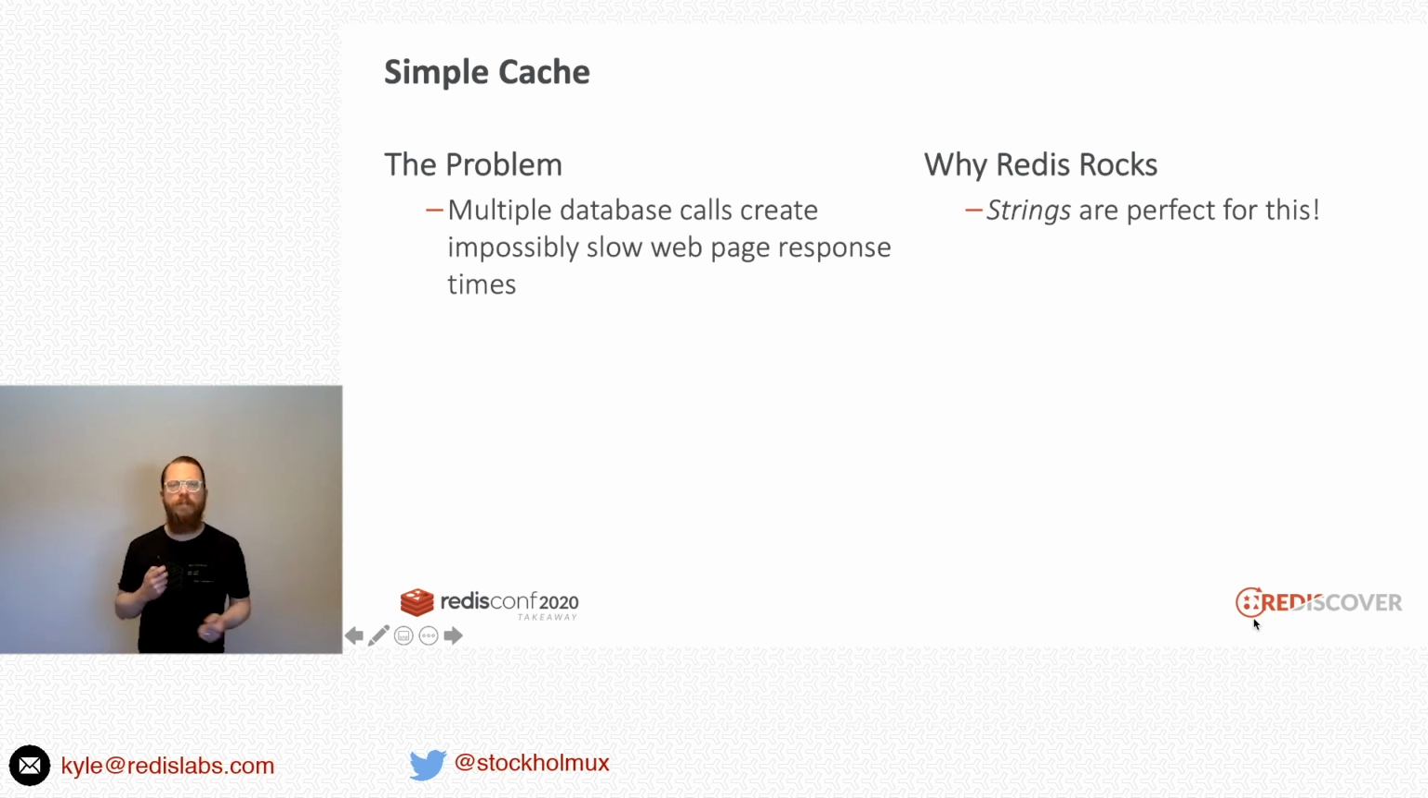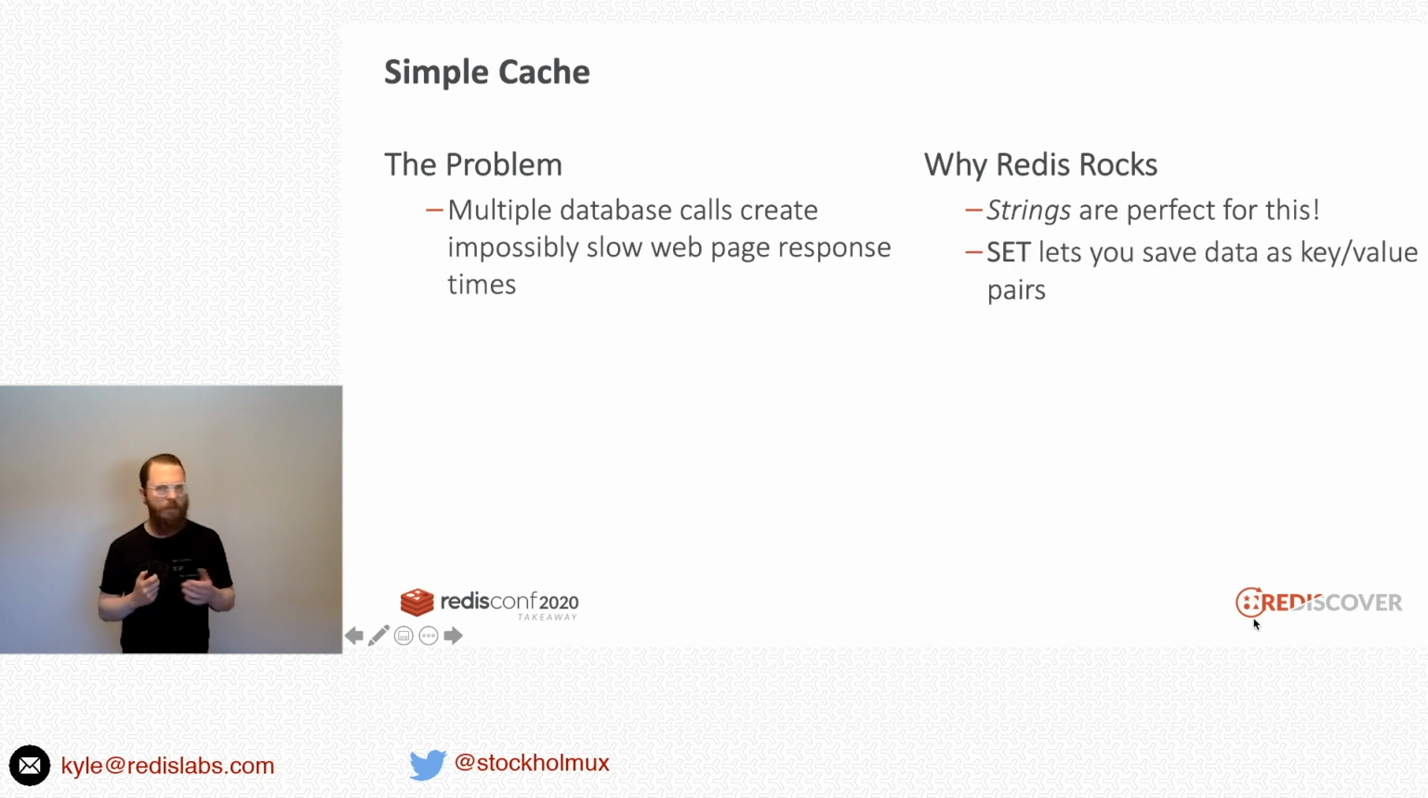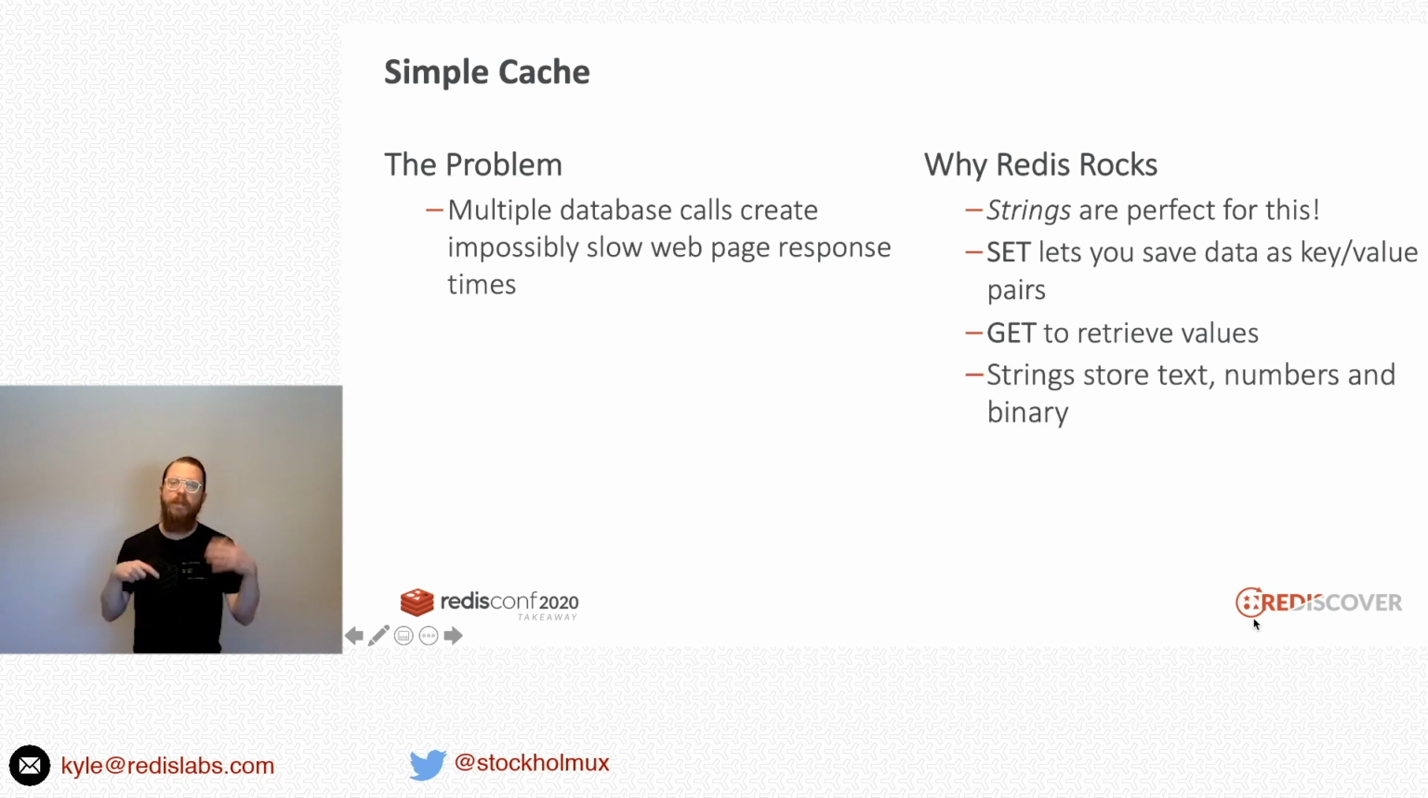You can use Redis strings. They're really perfect for this. You have the command SET, which allows you to save data as a key-value pair. And you can retrieve that value back out of it by specifying the key with GET. In strings, you can store text, numbers, and binary things. So anything you can get out of a database, we can pretty much store.